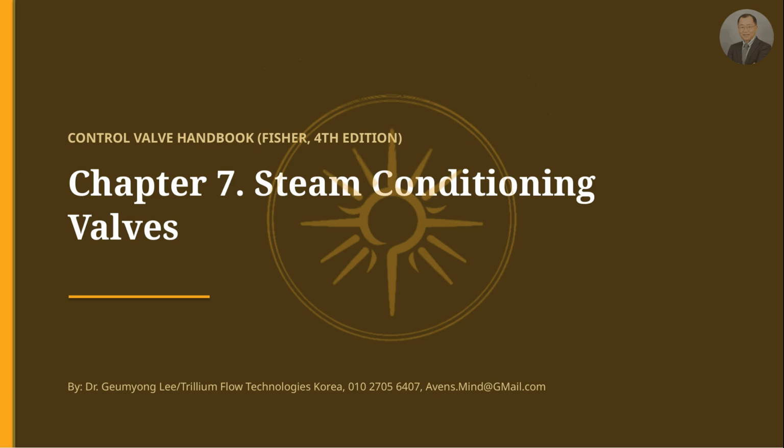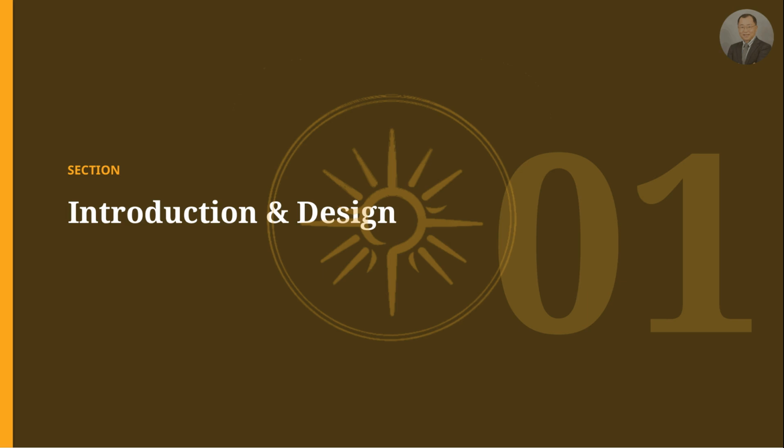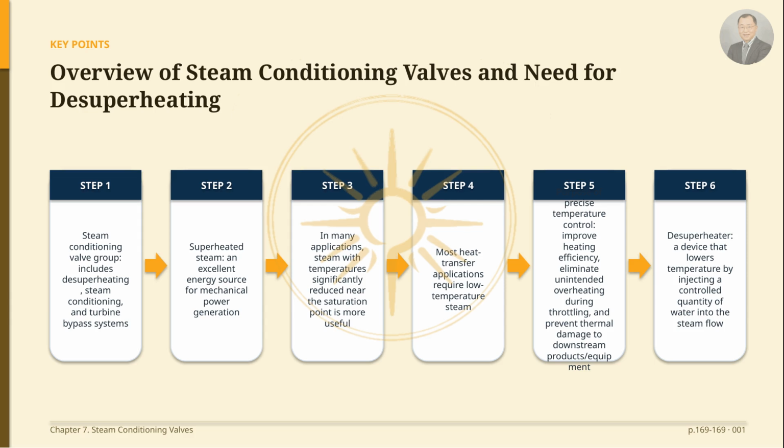Chapter 7. Steam Conditioning Valves. Next, we turn to introduction and design. In this chapter, I'd like to introduce steam conditioning valves. Steam conditioning valves are broadly divided into three categories: desuperheaters, which lower the superheat of steam; steam conditioning valves, which adjust both pressure and temperature; and turbine bypass systems.